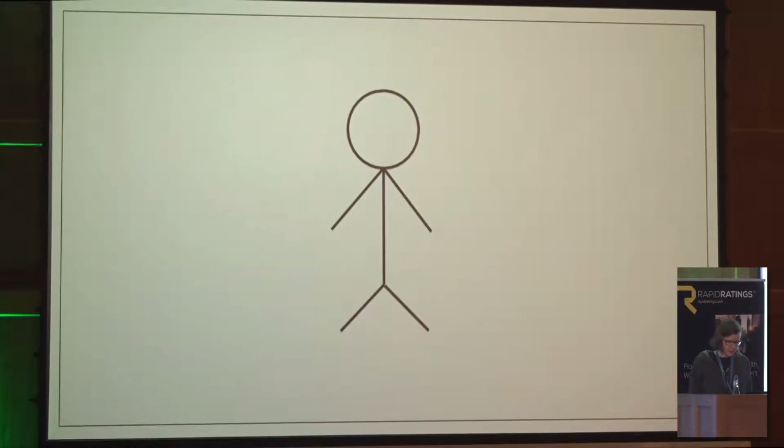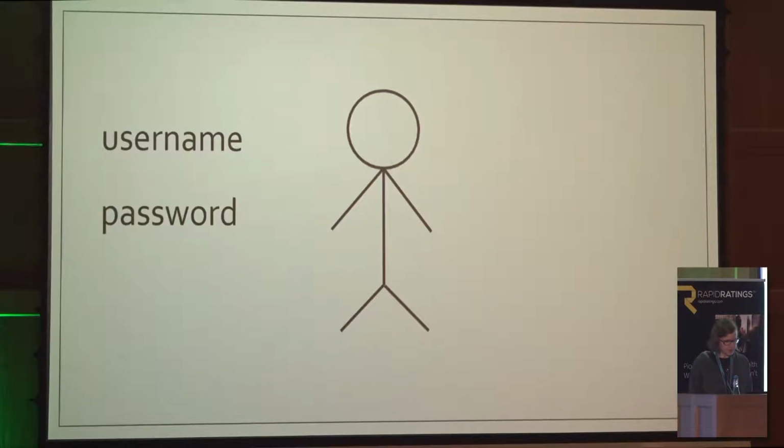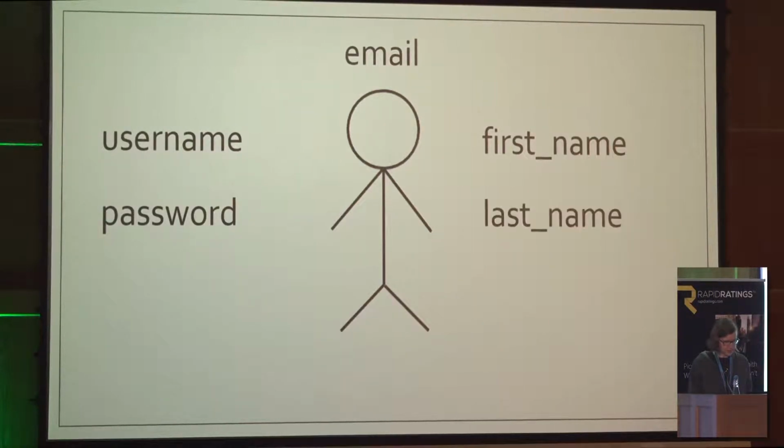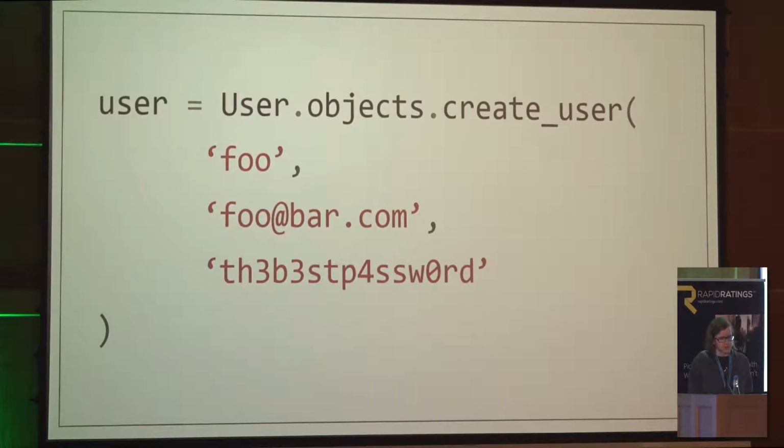The user model is really the core of Django's authentication system models. Django has equipped our user with a lot of the basic attributes like username, password, email, first name, last name, where username is the primary key. Creating users is pretty simple. Users are created much like other models in Django are created. Here we are just creating a user with a username, an email, and a password.